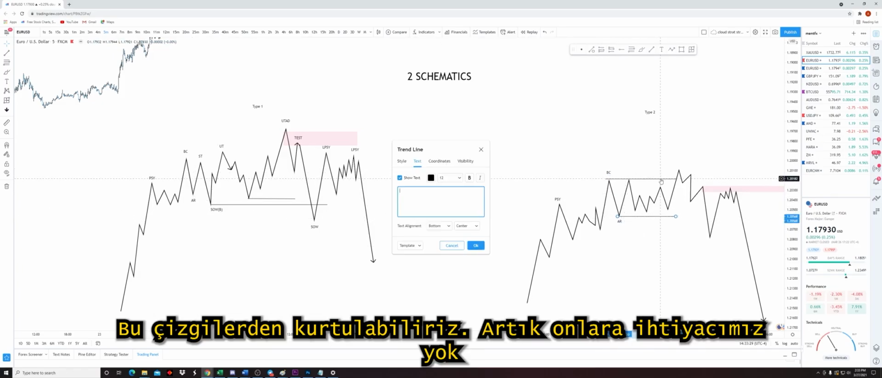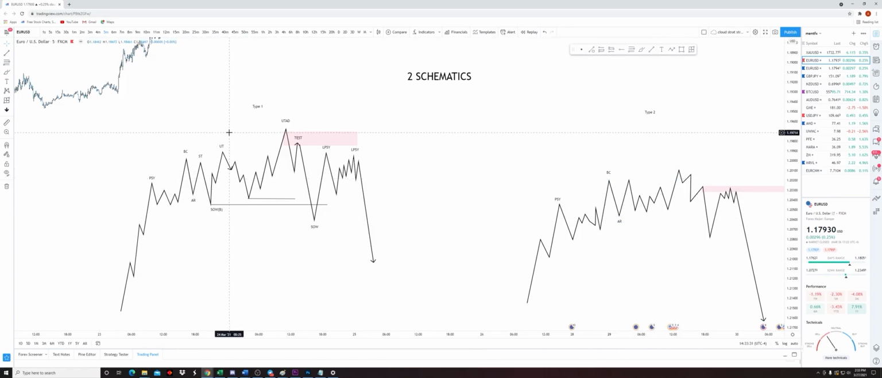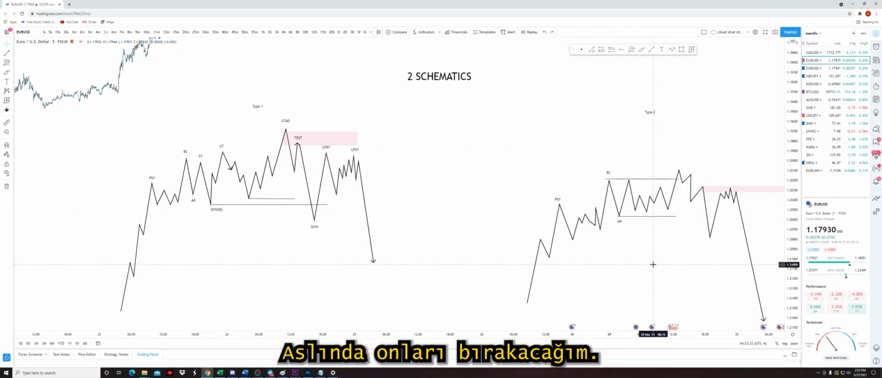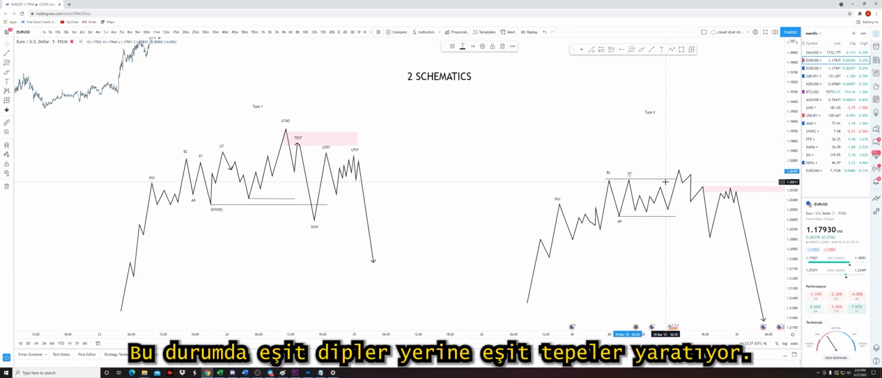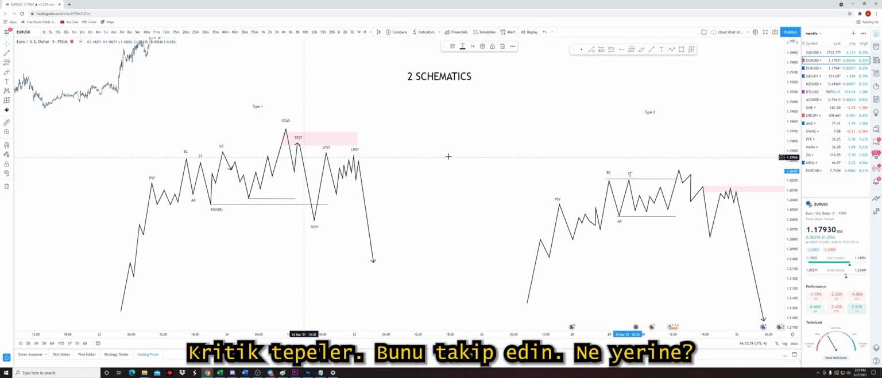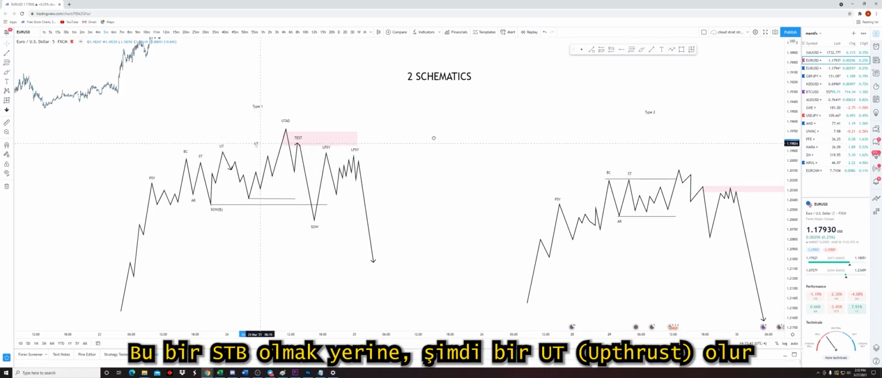You can get rid of these lines now. We don't need them. Okay. Follow down to your AR. Actually, we'll leave them on. Why not? Follow that up to your ST. Doing what? Creating equal highs. In this case, instead of equal lows, it creates equal highs. Follow that up. Instead of what? This being an ST and B, it becomes a UT.